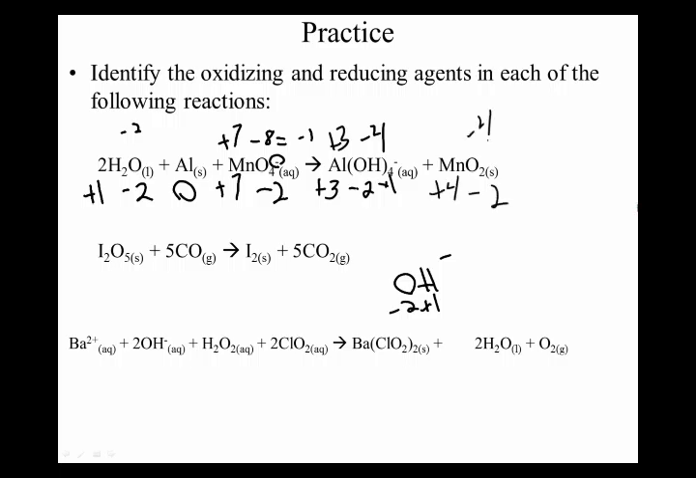Okay, so what element was oxidized? Well, it looks like aluminum was oxidized, right? Because it went from 0 to +3. What element was reduced? Well, it looks like manganese was reduced. It went from +7 down to +4, right? Its number went down, it was reduced.